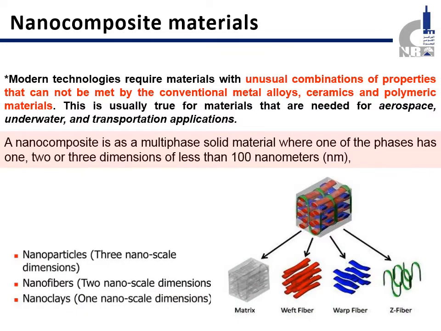In modern technology like aerospace, underwater applications, and transportation applications, we found that the required materials need an unusual and special combination of properties that couldn't be produced from conventional metal alloys, ceramics, and polymeric materials. For that, nanocomposite material could represent a good solution. A nanocomposite material is a multi-phase solid material where at least one phase of this structure has a nanostructure property.